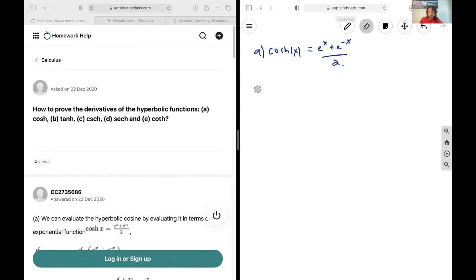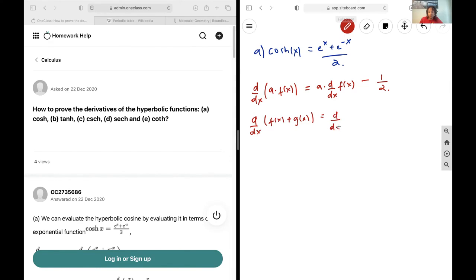So first, we'll be using a couple of the derivative rules. So we know that d over dx of a multiplied by f of x is the same thing as a multiplied by simply the derivative of f of x, because the constant a has no effect. And so we're going to use that to pull out the 1 over 2. That's how we're going to deal with that. And then lastly, the derivative of f of x plus g of x is equal to the derivative if you took them separately.